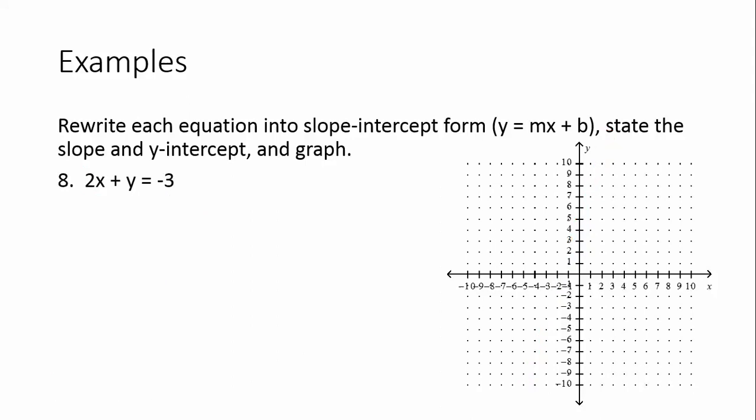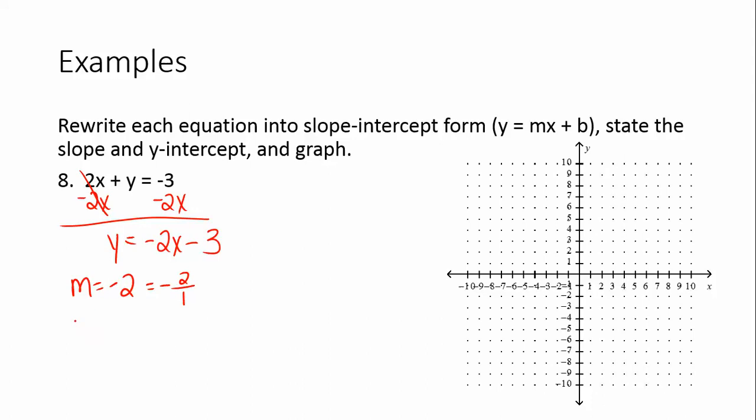Number 8, we want to rewrite, state slope and y-intercept, and we want to graph. So we're going to subtract 2x from both sides. That's going to give me y equals negative 2x minus 3. I always want to write the x term first. So my slope is negative 2, or negative 2 over 1 to help us write it as a fraction so we can do rise over run. And my y-intercept is negative 3. That's where we start. So I'm going to go down to negative 3.